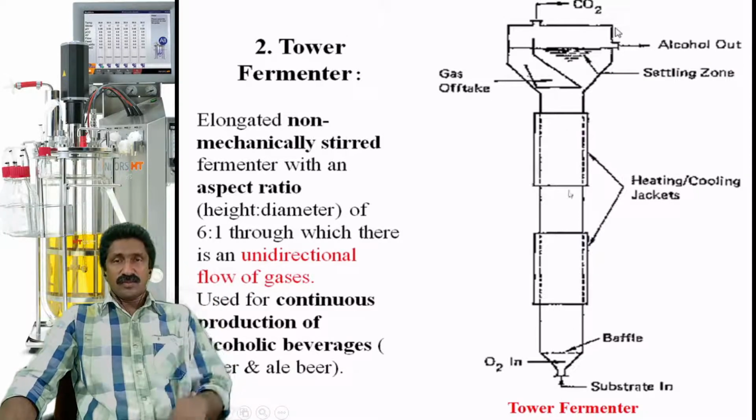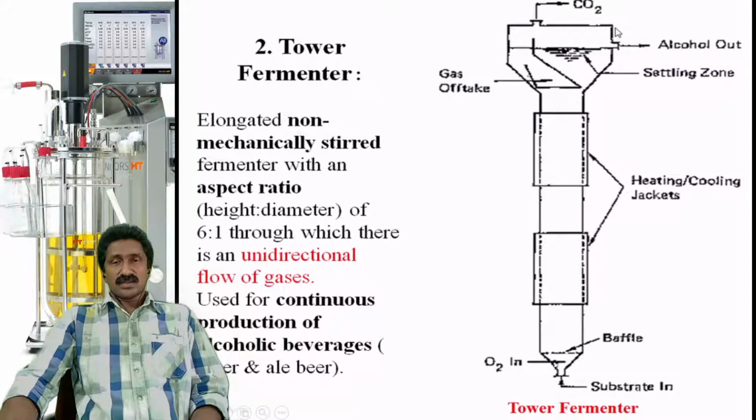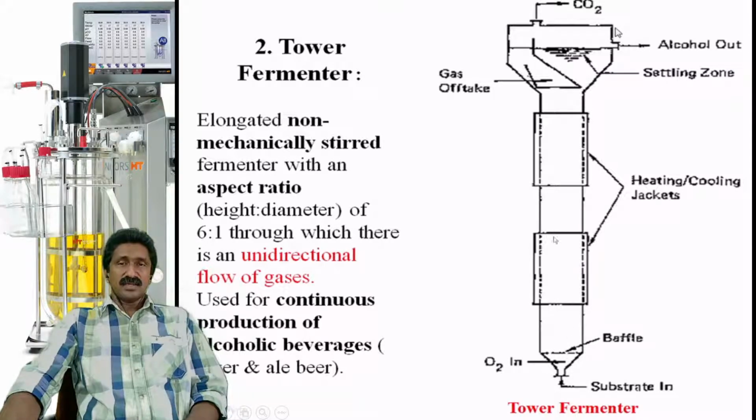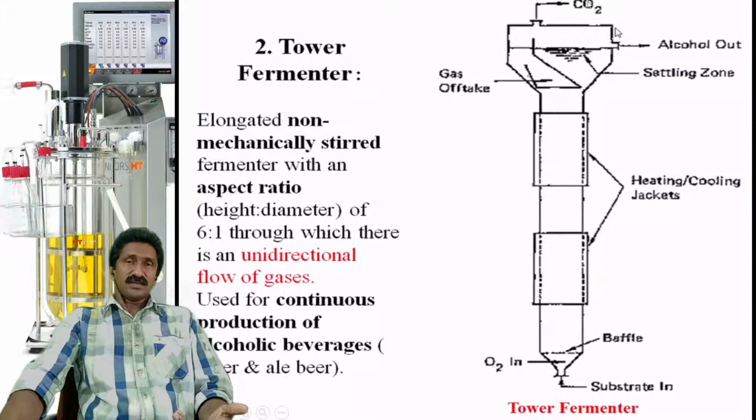There is no downward movement. Always the substrate and the oxygen or the air will go, and it will lift that substrate along with the oxygen movement to the top. And during that movement, we have the cooling jackets, which will regulate the temperature at the desired level. And also there is an exit for CO2. After the fermentation, the CO2 will be released from the top.